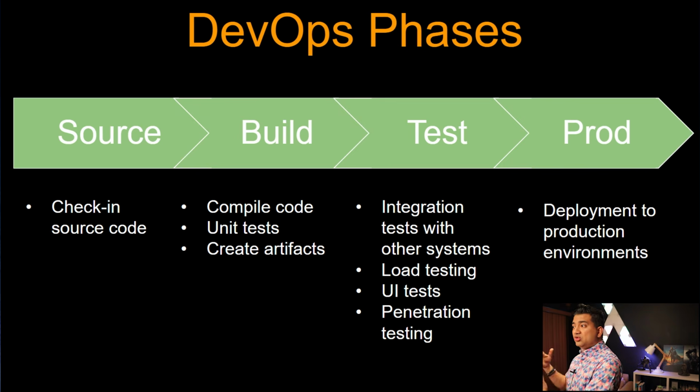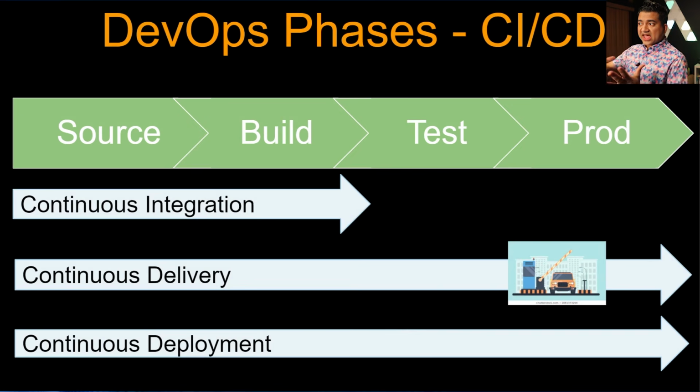Then you test. You do integration testing with other systems, load testing, UI testing, penetration testing, etc. And then you deploy the artifact to production. The source and build phases are termed continuous integration, where the code is compiled, unit testing is done, and the artifact is created that is ready to be deployed. Continuous delivery is the process of deploying that artifact to prod with a manual intervention.